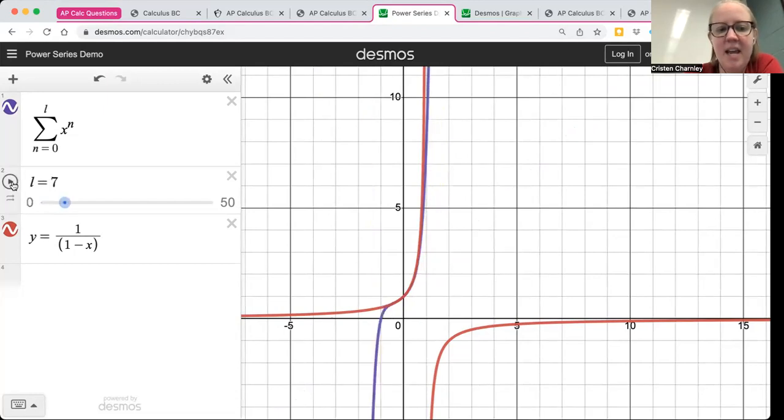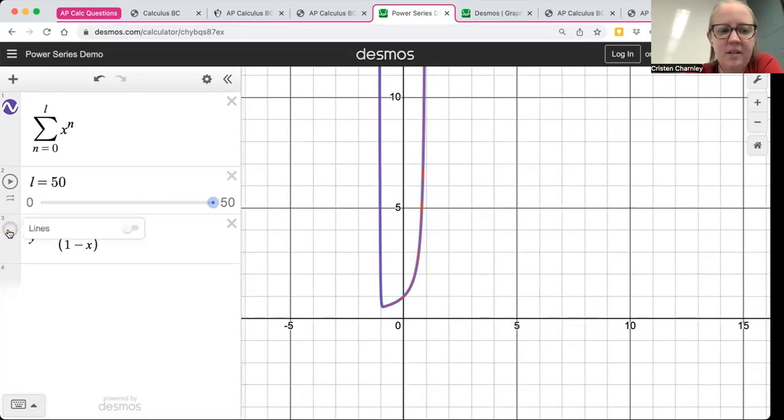If I hit play, it goes through slowly, but you can see that that purple curve is starting to match a little bit more each time. It's getting closer and closer and closer. Speed this up here a little bit. We'll bring it up here to 50. So 50 is an awfully good representation.